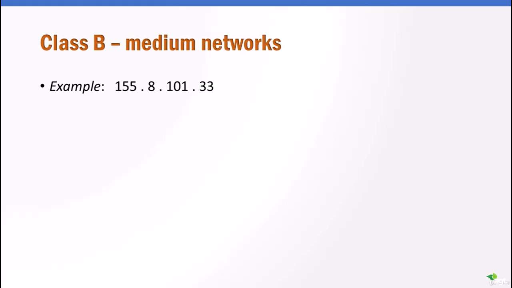Let's look at another example, this time from class B. 155.8.101.33. So in a class B network, the first two octets represent the network portion, and then the last two octets represent the host portion. So what is the network address in this example? Again, we're going to copy the network portion, which is 155.8. And then in the host portion, we're going to use all zeros.